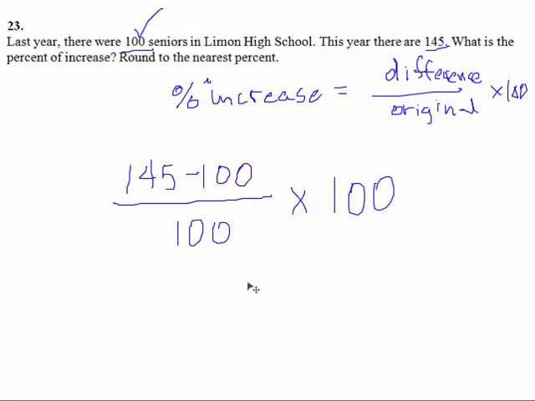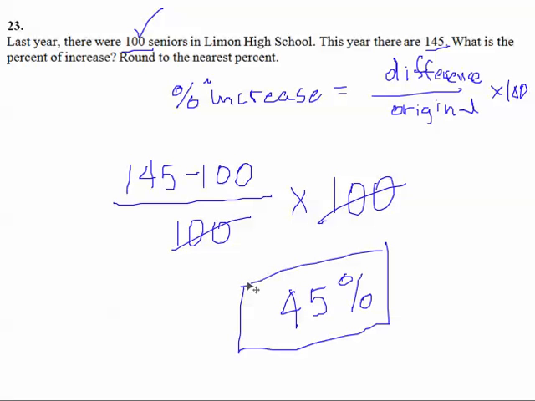Well, this one's kind of interesting. I could do all the math, but I do recognize that these 100s are going to cancel each other out. And 145 minus 100 is going to be 45. So this is going to be a 45% change. You can do it by doing all the math, but I just recognize the shortcut in that one, so I took it.